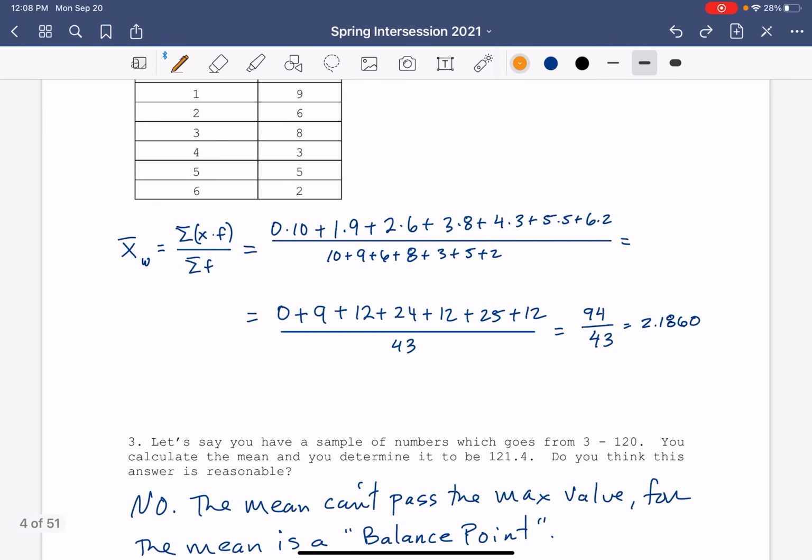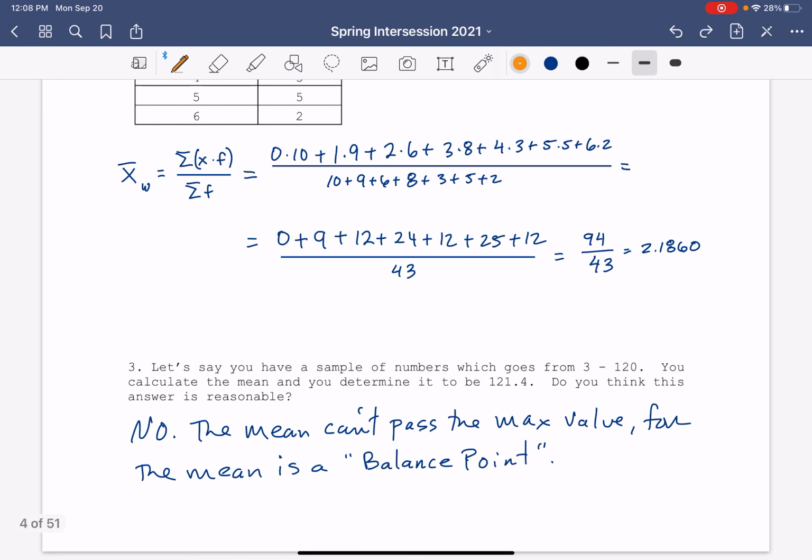All right, what's next? And here it says, let's say you have a sample which goes from 3 to 120, right? And it says you have calculated the mean to be 121.4, just like what we were talking about before. Can the mean be outside of the range of the numbers? No. Okay, that's what we're talking about. The mean can't pass the max value. For the mean is a balance point. The mean has to be in between 3 and 120.